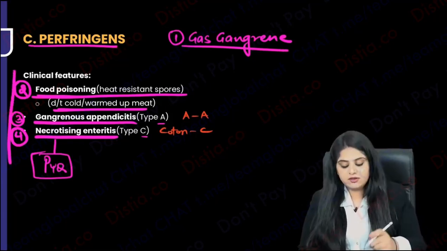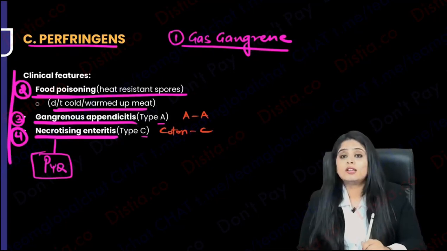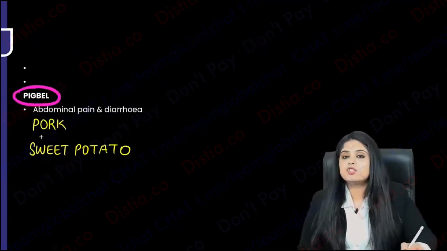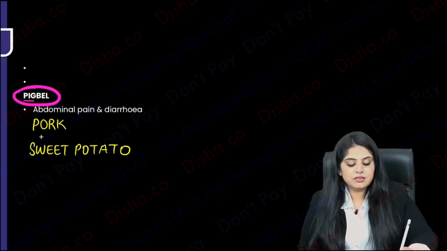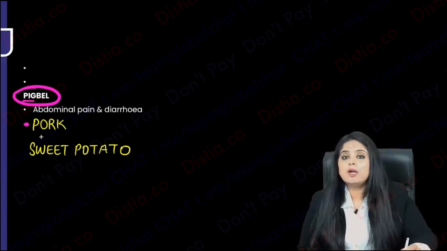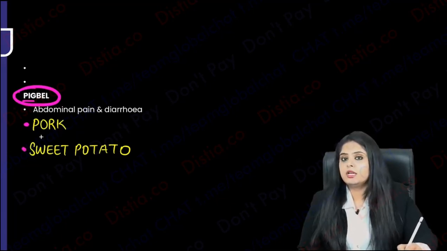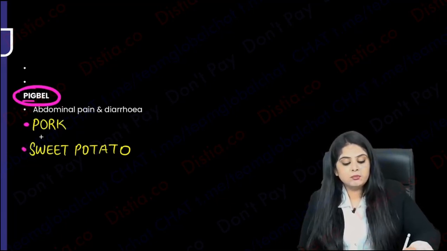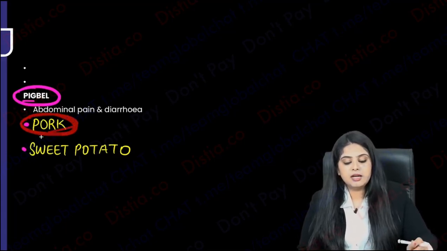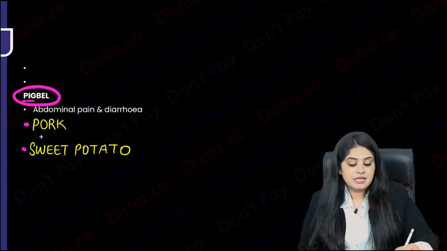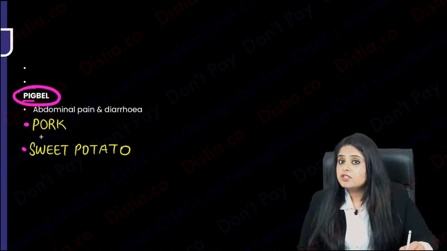In fact, I'm going to tell you one very interesting food poisoning. It is called pig bell. Pig bell is not very common in India, but very common in European countries. And what is pig bell? So pig tells me that, okay, there's going to be a pig involved. So there's going to be pork and potato. Pork consumed along with sweet potato can cause this. Why? Because pork means there is some kind of infection that is going to come. Infection means Clostridium perfringens can come.